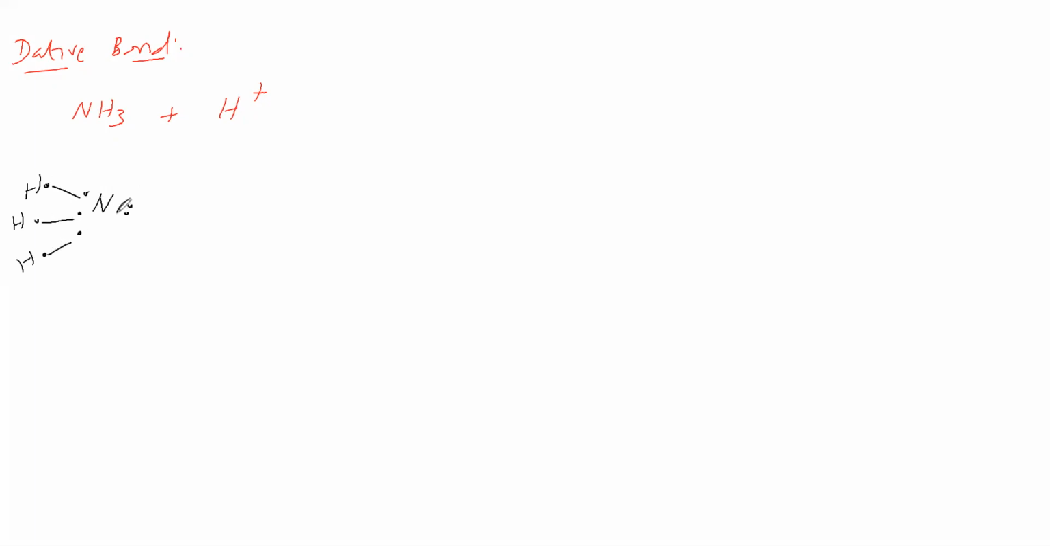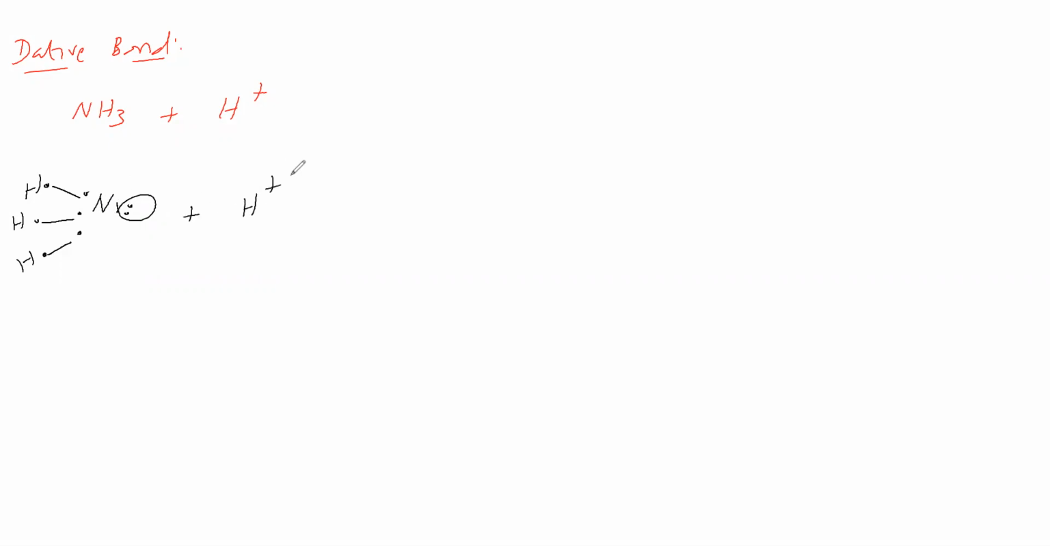Now we have this ammonia. In this ammonia, the nitrogen valence shell has 3 bonds. 3 bonds means 6 electrons, and there is one lone pair, so totally 8 electrons. So this valence shell has 8 electrons, therefore it has an octet configuration.